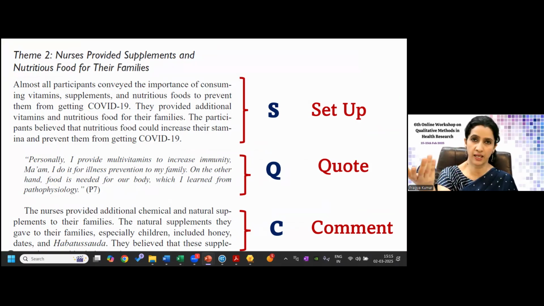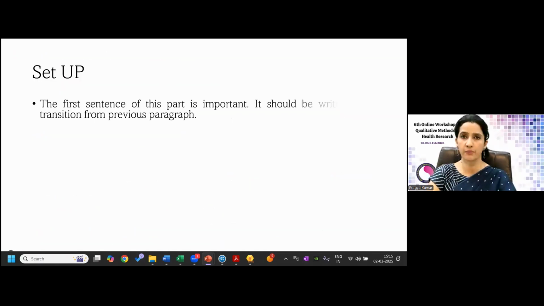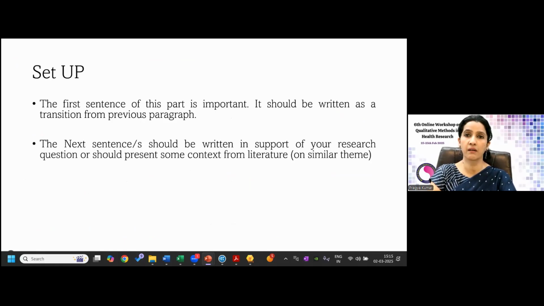So you can select, generally, if you have used some deductive framework, you start with that. If you use some inductive framework, again, you are free to decide your own flow of conveying the result to the reader. So what is the setup? Setup is generally the first sentence, and it should be written as a transition from the previous paragraph. And the next sentence should set up some background for the quote which you are writing. So next should be written in support of my research question, which I have used.